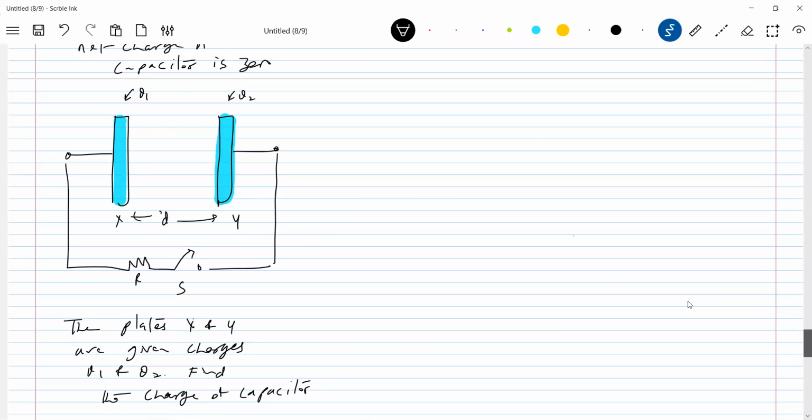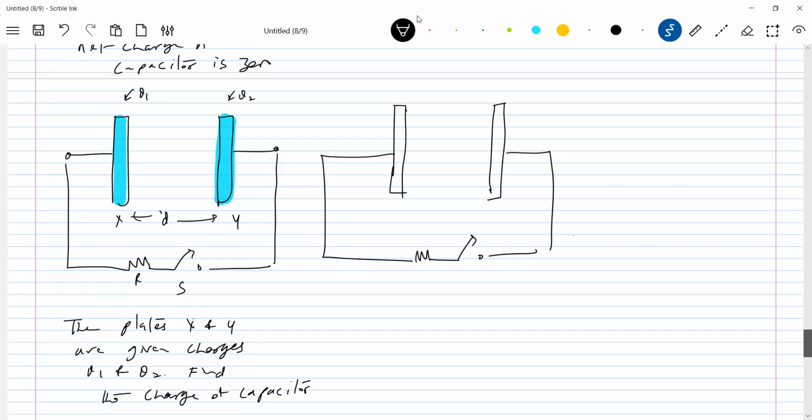Okay, what to do? We know electrostatics. Go back to Gauss law. So final charge distribution, how will it be? This is the initial. I'll draw one more diagram. It'll be easy for you. What will be the charge distribution on each surface? Plates will have two surfaces. Then I'll close the switch in the end after getting the values. These are the terminals. This is X and Y.